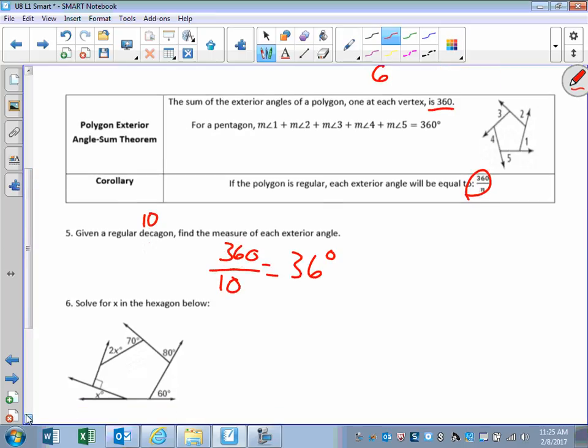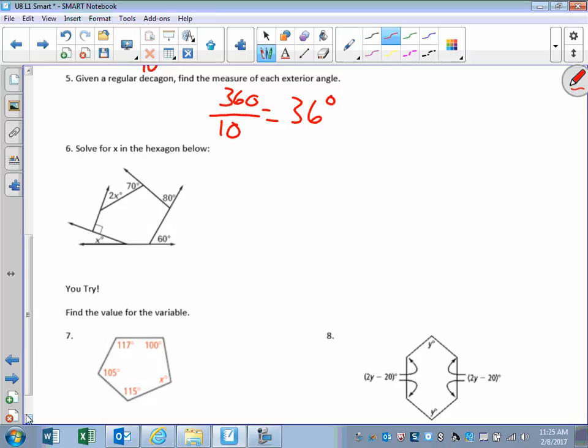If we look at example 6, they give us different measures for our exterior angles, but we know that they all have to equal 360 when you add them up. So we have x plus 2x plus 70 plus 80 plus 60. That all has to equal 360. And when you solve that out, you should get x equals 50.